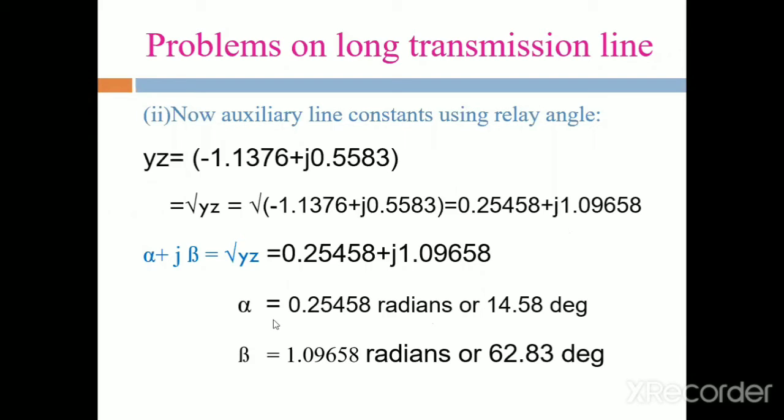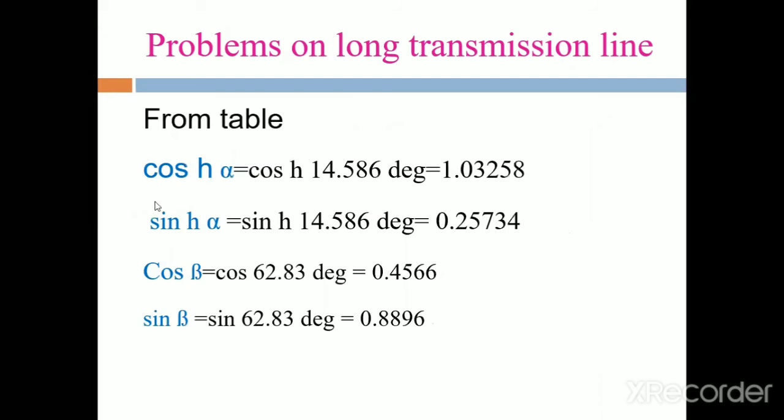In radians the alpha value is 0.25458, and the beta value is 1.09658 radians, which is converted into 62.83 degrees. After that we calculate the cosh alpha.